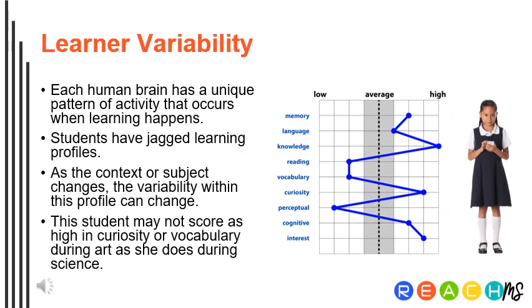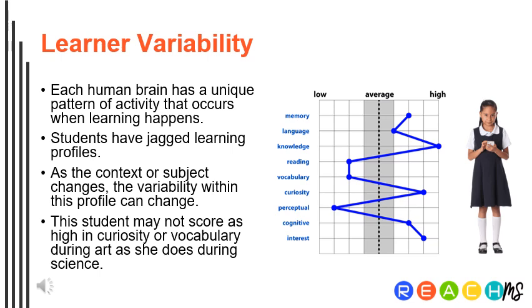Something you'll hear a lot in UDL is learner variability. That means there's going to be a lot of variation in the students that you have: the way they learn, the way they interact with materials, the way they perceive things, and the way they express themselves. That's because each human brain has a unique pattern of activity that occurs when learning is happening. They have what are called jagged learning profiles. This is not to be confused with interest inventories and learning styles inventories, because as the context or subject changes, the variation changes within that profile.